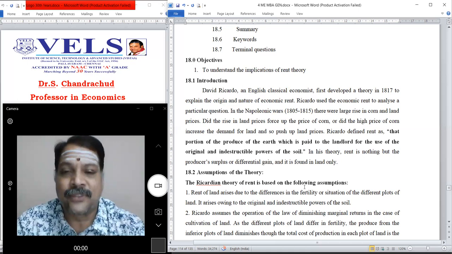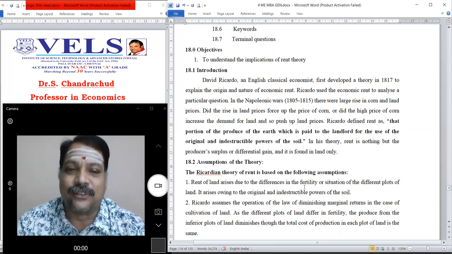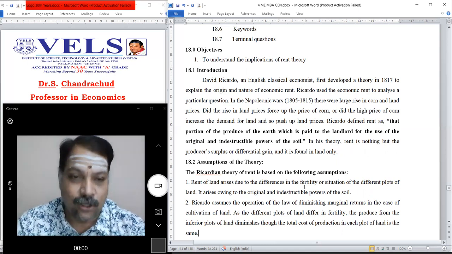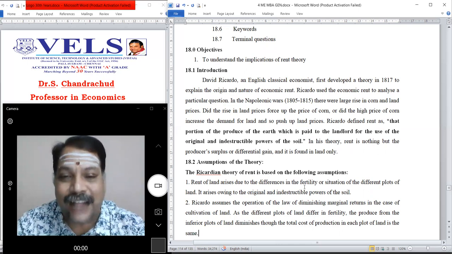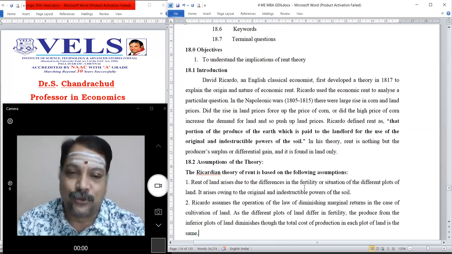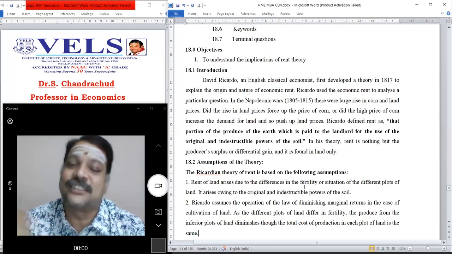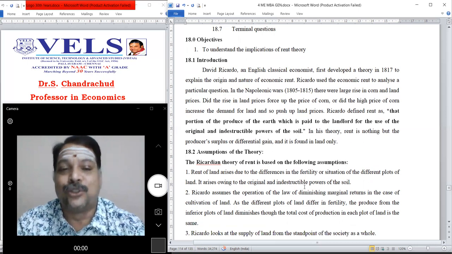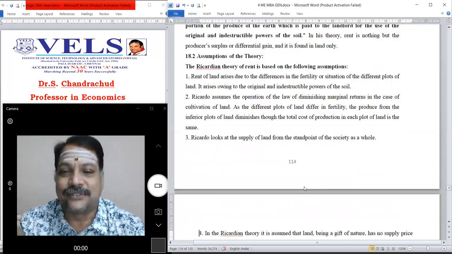prices. Did the rise in the land price force up the price of the corn? Or did the high price of the corn increase the demand for land and so push up the land prices? So he wants to know the truth, whether because of land price the corn price increased, or because of corn price the land price increased. So he has given a theory.